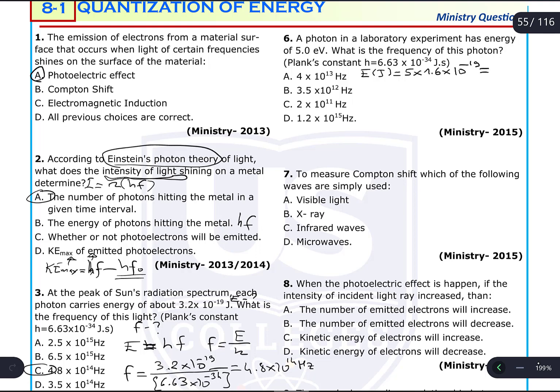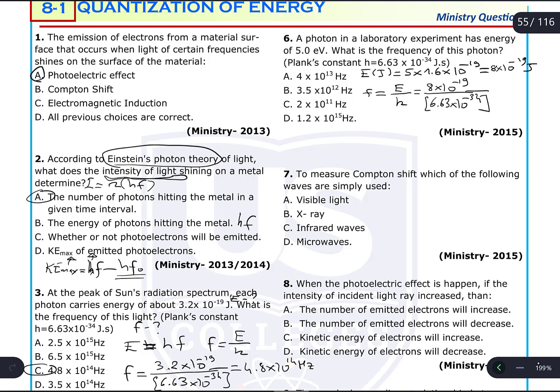So 5 times 1.6 is equal to 8. The result is 8 times 10 to the power of negative 19 joules. This is the energy of the photon. We can calculate the frequency of the photon by dividing the energy of the photon in joules by Planck's constant. So 8 times 10 to the power of negative 19 divided by h, which is 6.63 times 10 to the power of negative 34.